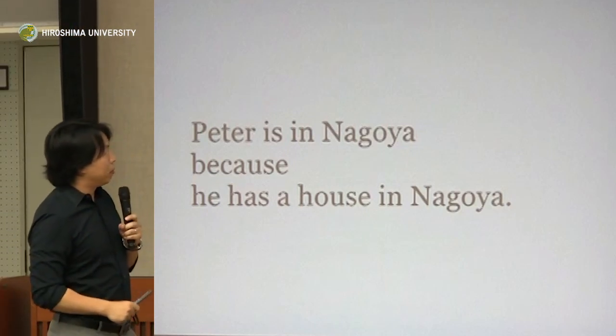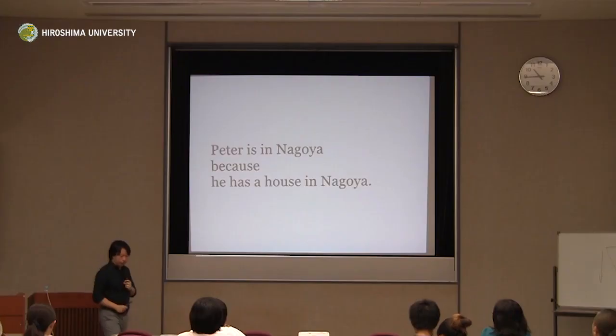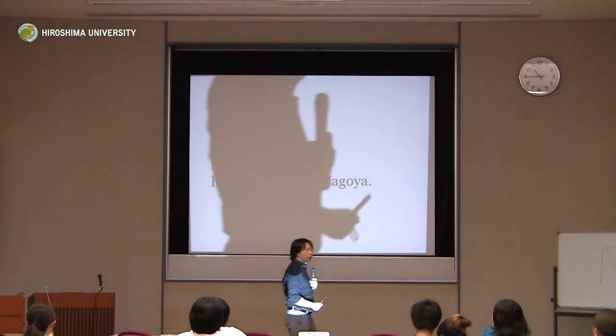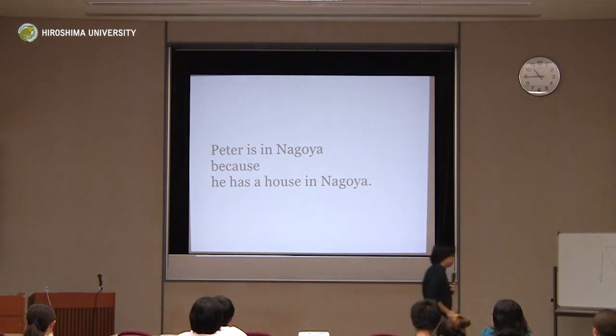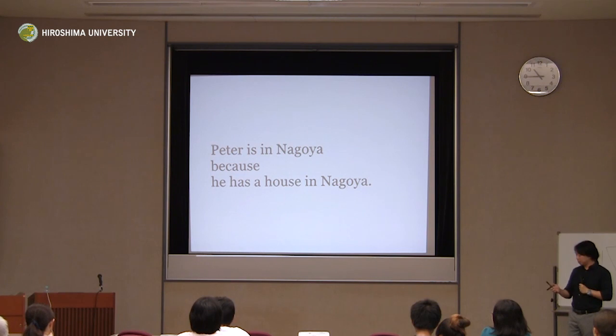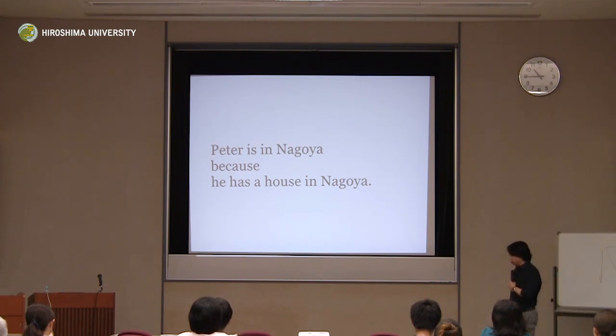So Peter is in Nagoya because he has a house in Nagoya. What do you think about this sentence? Do you find this convincing? Peter is in Nagoya because he has a house in Nagoya.